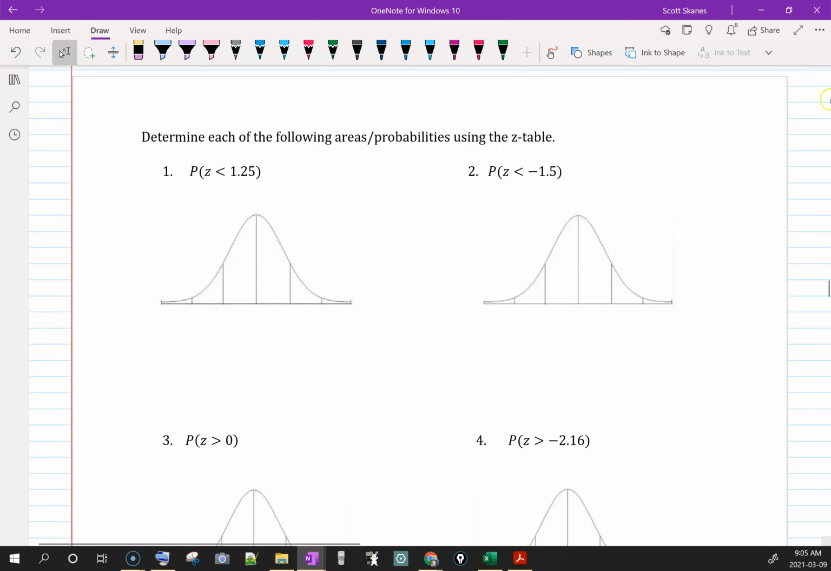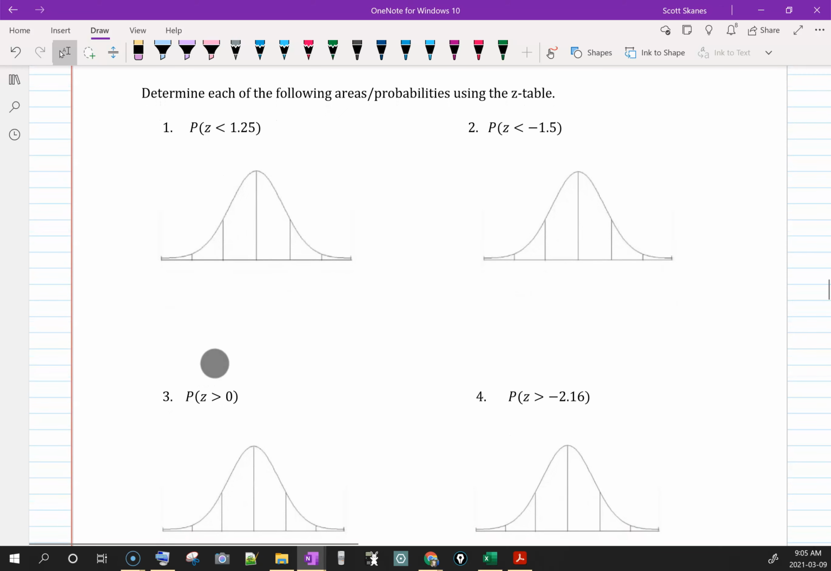So the questions are going to be like this. You're going to want to determine each of the following areas or probabilities using the z-table. So this is the probability that the z-score is below 1.25. It's pretty helpful to draw a little picture. 1.25 is about here. So the probability that we're lying below that region is all this. So it's definitely greater than 50%. You just need to figure out what.